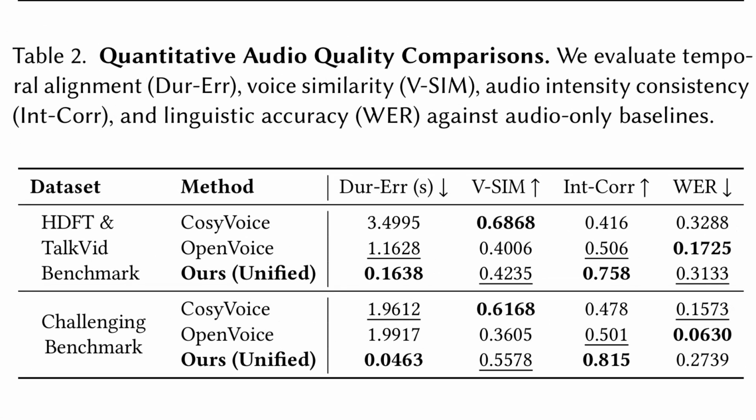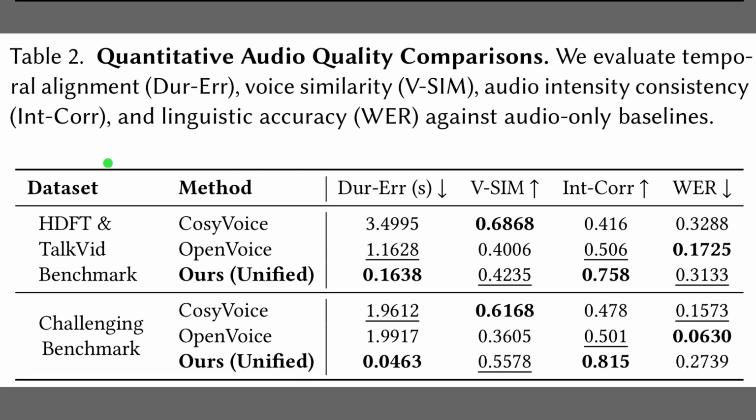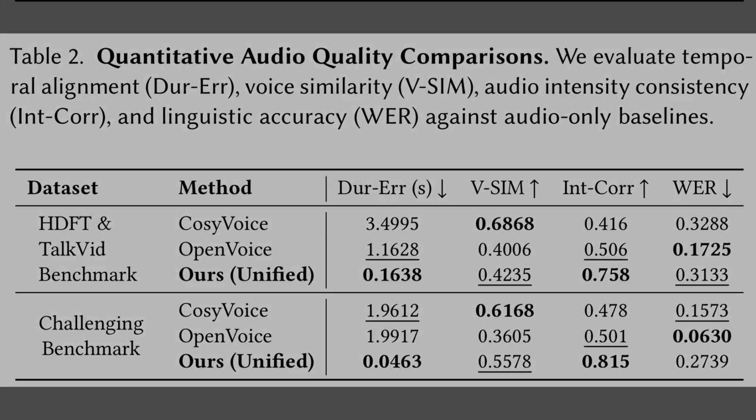So, Table 2 evaluates the audio quality, comparing this unified approach against specialized audio-only baselines like CosyVoice and OpenVoice. The most dramatic improvement appears in the duration error column, where the unified model achieves nearly perfect temporal alignment, dropping to roughly 0.05 seconds on the challenging benchmark. In contrast, the baselines struggle with errors closer to 2 seconds. Additionally, the intensity correlation scores are significantly higher for the proposed method, which confirms that it captures volume dynamics and environmental sounds much better than the alternatives.